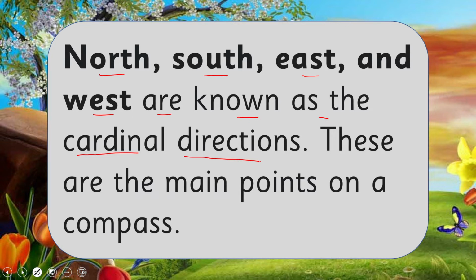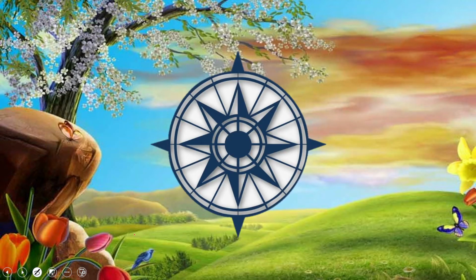How many main directions? 4 main directions. Good. So what are their names? North, south, east and west. Okay, and these are being shown on the map. How? I will tell you next. These are the main points on a compass. So you can see that there is a compass. Okay, this compass always shows cardinal directions.